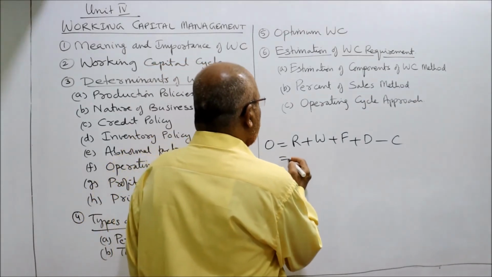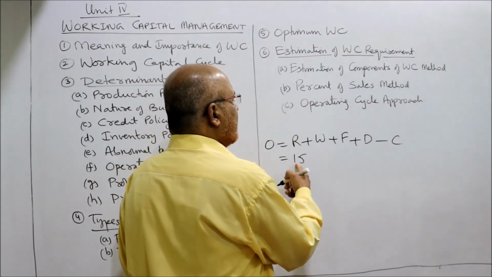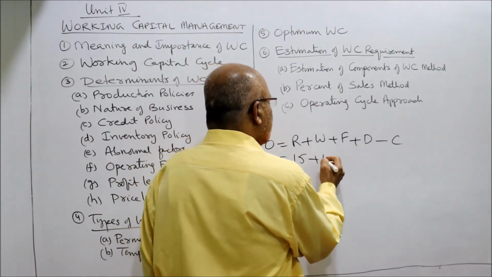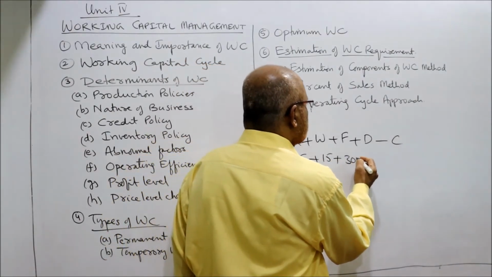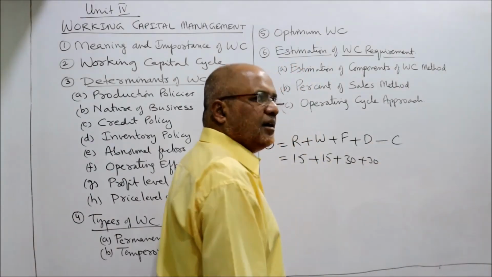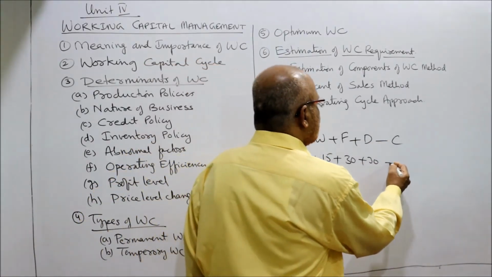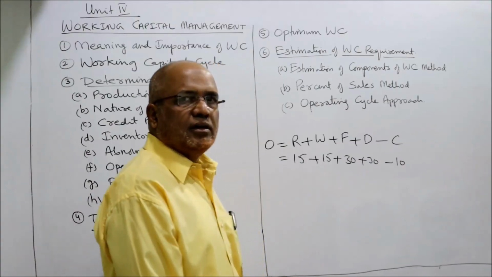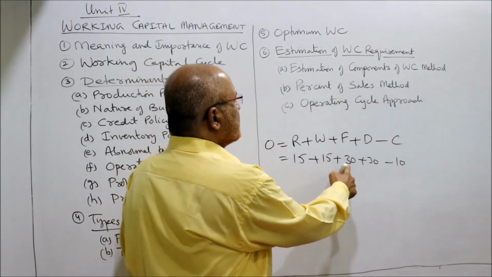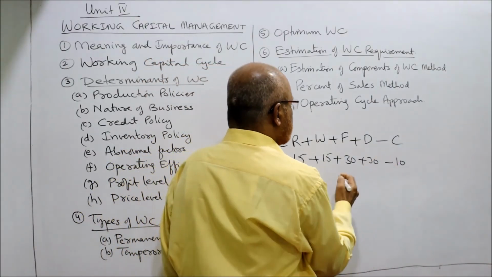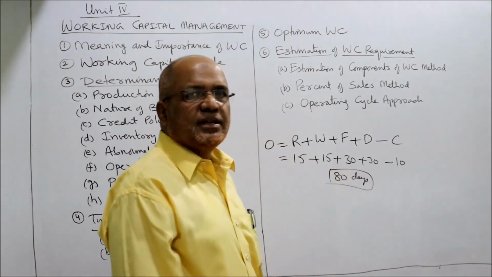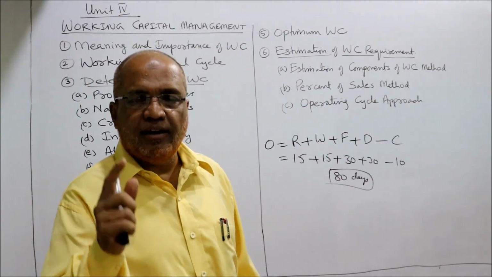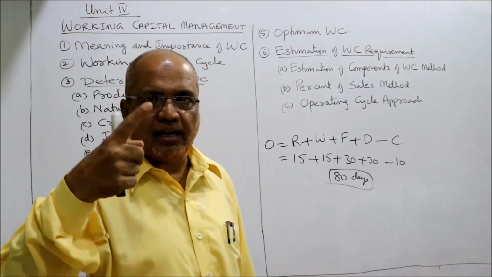Example, let it be 15 days we are having in raw material in the godown. Then 15 days in work in progress. 30 days finished goods plus 30 days in debtors. And 10 days allowed by creditors. So we can say 30 plus 30, 60, 90, 90 minus 10, 80 days. Working capital cycle is 80 days. In 80 days, one working capital cycle will be completed.